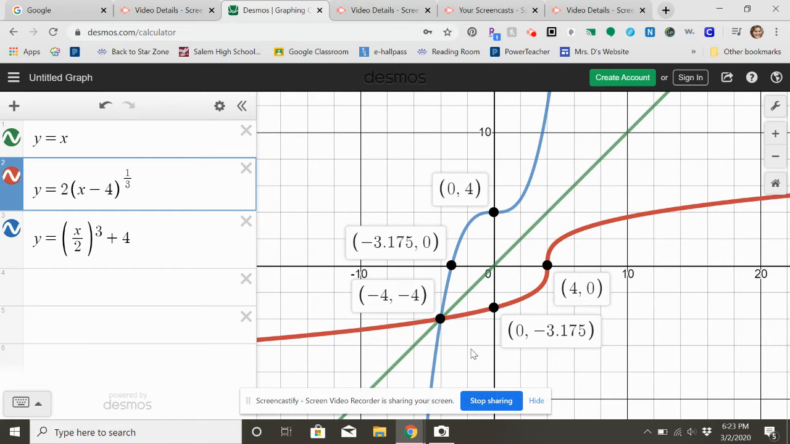So for my original function, which is the red line, I'm going to graph the point 4, 0, and I'm going to graph the point 0, negative 3.1-ish. So you're going to have to estimate there. This is just a sketch. And I'm going to graph the point negative 4, negative 4.